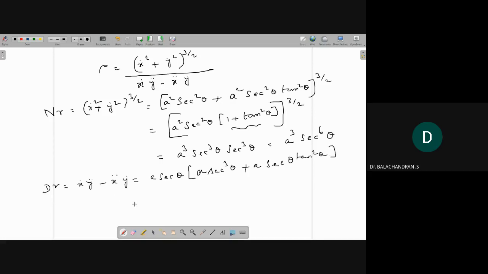Then minus x double dot into y dot. x double dot is a secant theta into tan theta, and then y dot is a secant theta. Okay, thank you. A secant theta into tan theta.